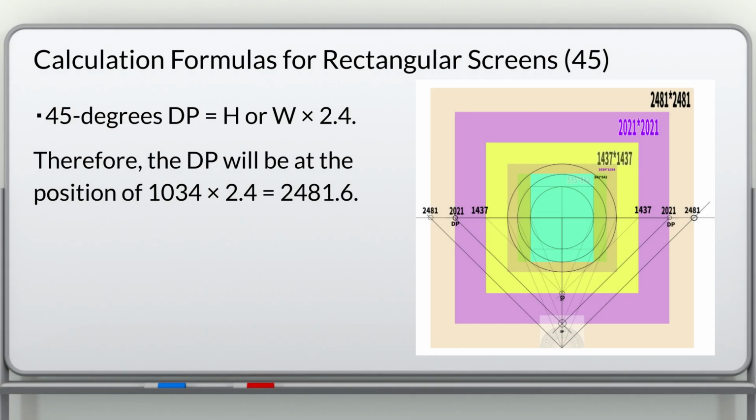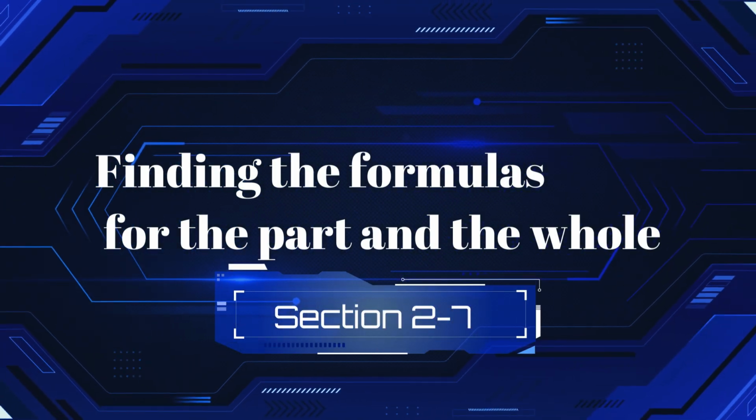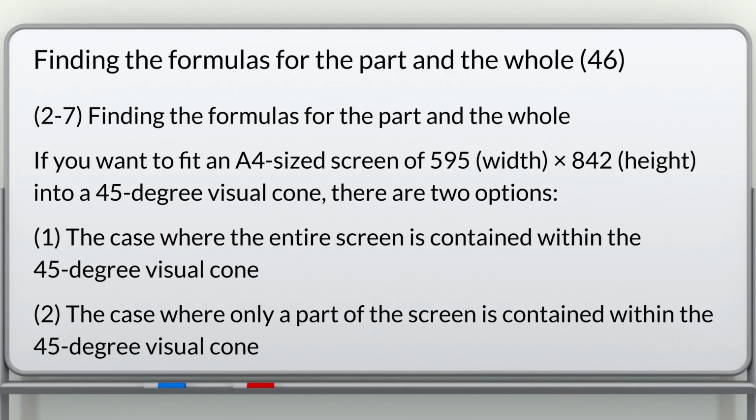45 degrees dp equals h or w times 2.4. Therefore, the dp will be at the position of 1034 times 2.4 equals 2481.6. I will explain the formulas for the part and the whole.